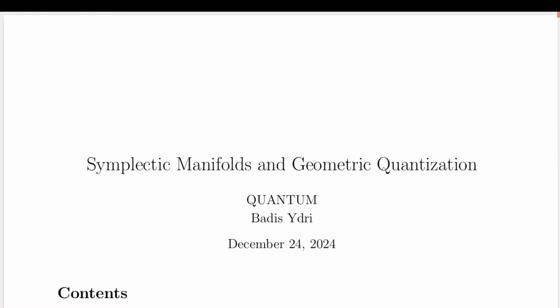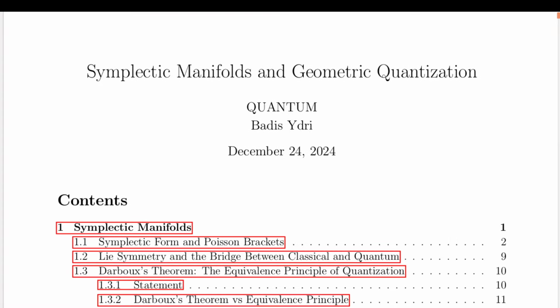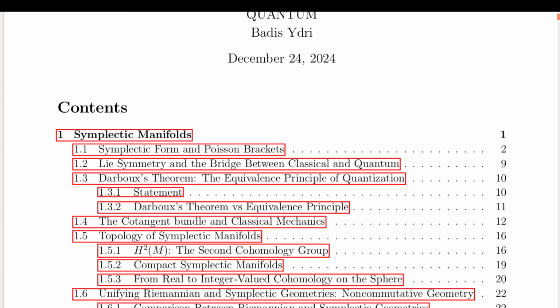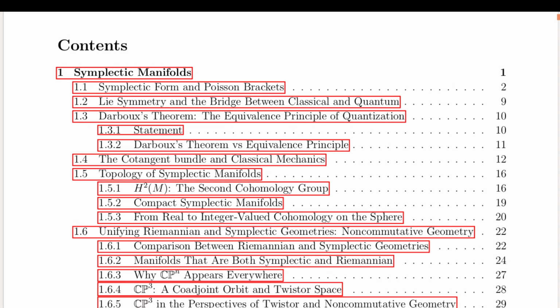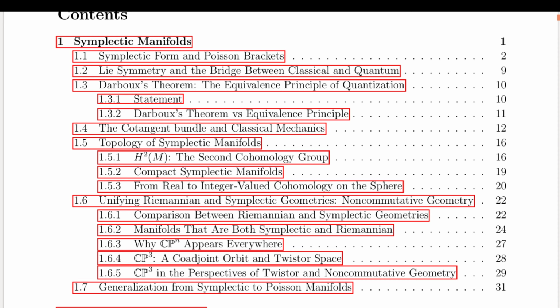In this video, we'll journey through the foundational concepts of symplectic geometry, starting with the symplectic form and its connection to Poisson brackets, the language of classical mechanics. We'll uncover the Lie algebra structure of symmetries, which bridges classical and quantum realms, and explore Darboux's theorem, a profound result that simplifies symplectic geometry locally.